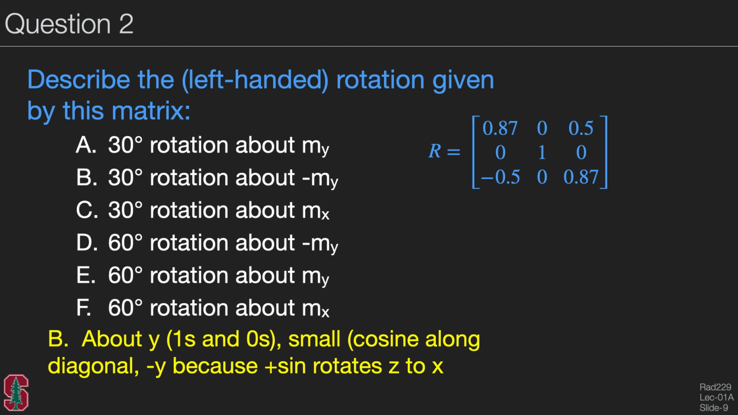Okay, and the correct answer is B. The rotation is about the My axis, and you can see that from the position of the 1 and zeros. It's a small rotation because the cosine is along the diagonal, and the cosine is larger than the sine here, so that should show you that it's 30 degrees and not 60 degrees. Of course, you can calculate this out, and if you know your sines and cosines, you can tell that this is a 30-degree rotation.